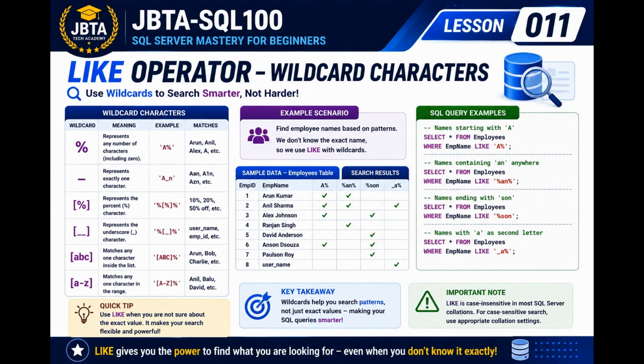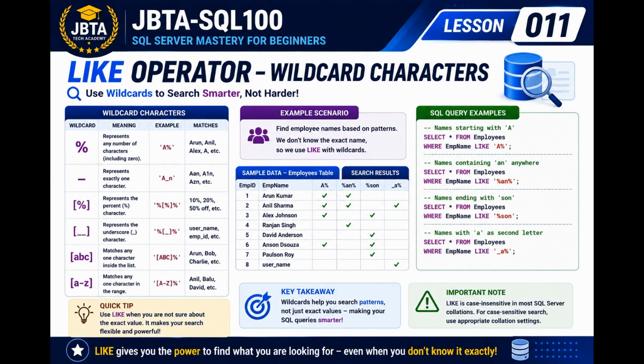By combining these wildcard characters, you can create very flexible search conditions. This is one of the reasons the like operator is so powerful. It allows users to search even when they don't know the complete value. You'll find the like operator in search boxes, customer management systems, employee directories, product catalogs, and many other business applications. Whenever your users need to search using only part of a word or a partial value, the like operator is usually the best solution.